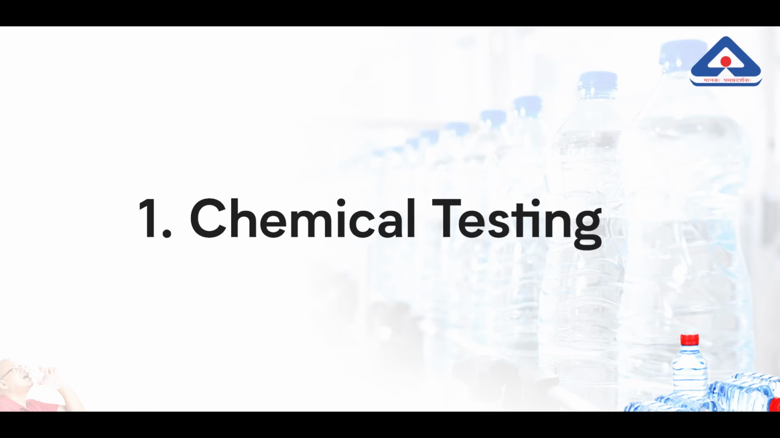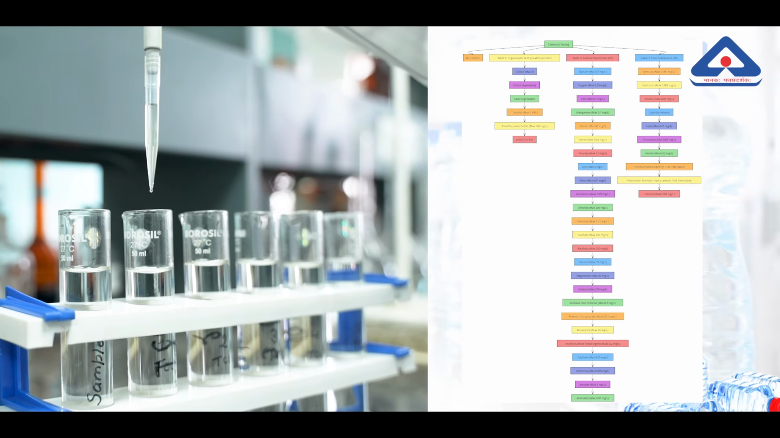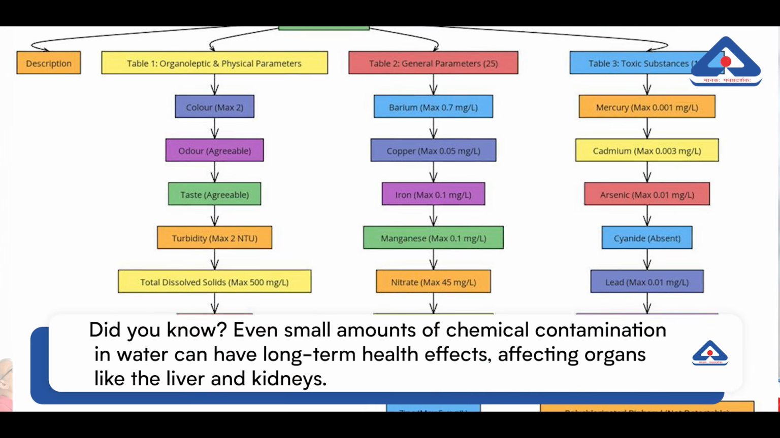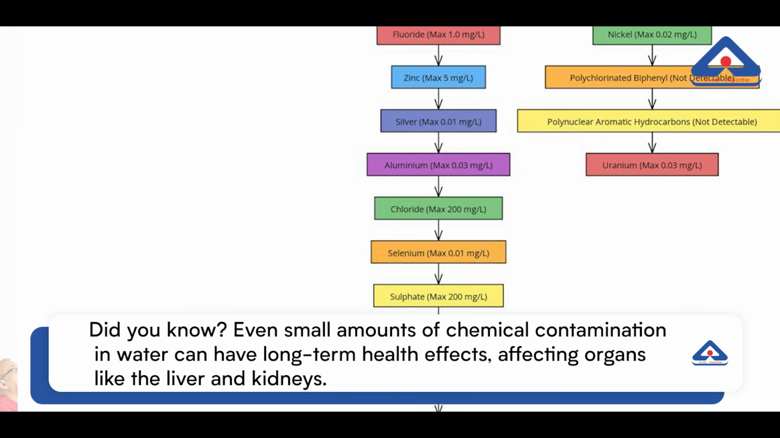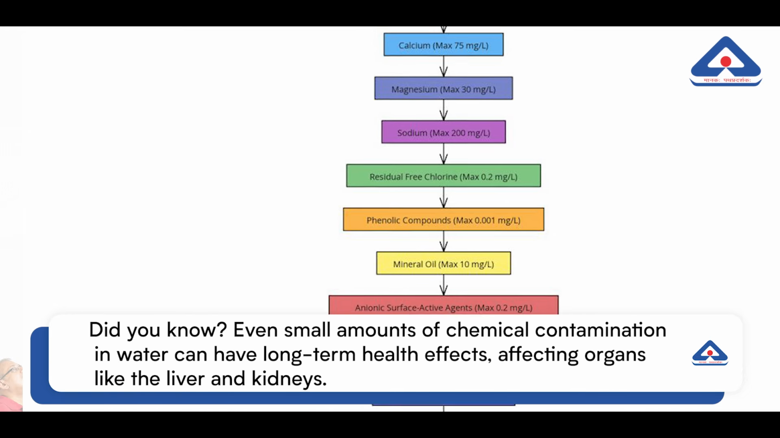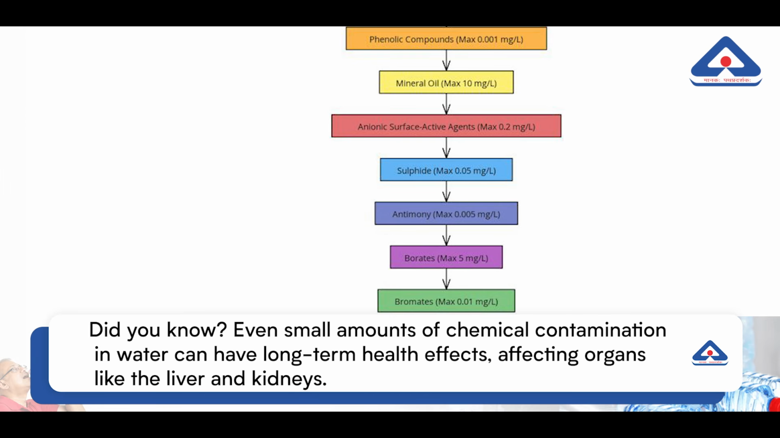1. Chemical testing. Chemical testing examines the composition of water to ensure safety. In chemical testing, 42 parameters are tested, which are description, 6 parameters in Table 1, 25 parameters in Table 2, and 10 parameters in Table 3.